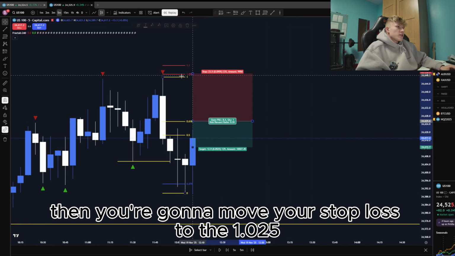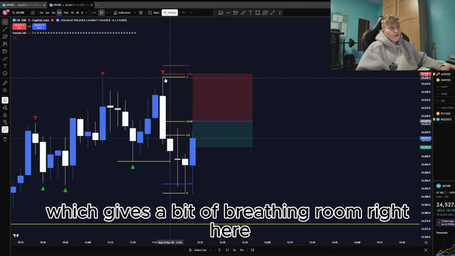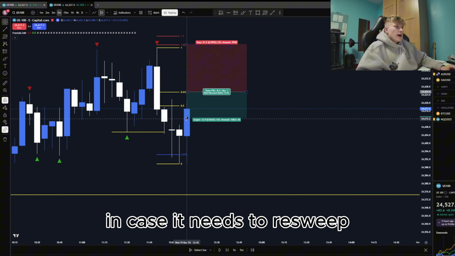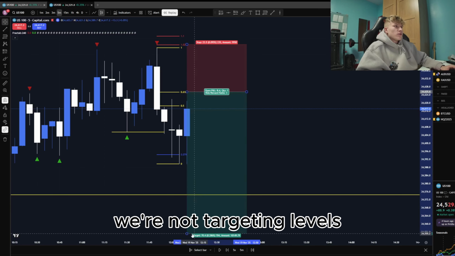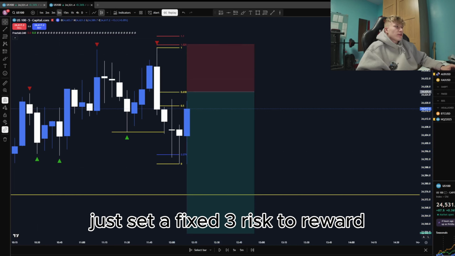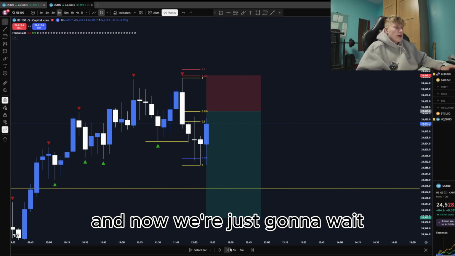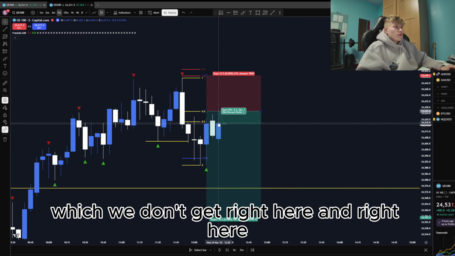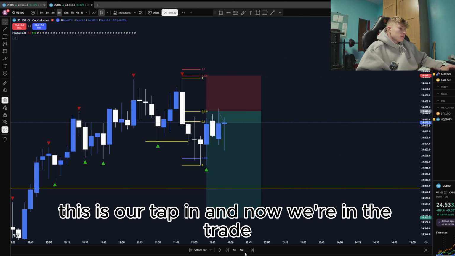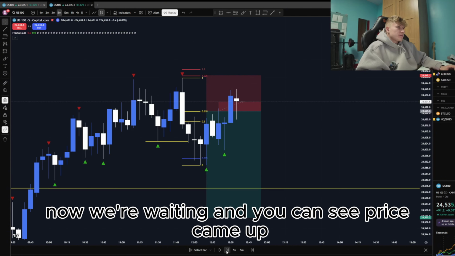Then you're going to move your stop loss to the 1.025, which gives a bit of breathing room right here in case it needs to resweep. And then you're going to set a fixed 3 risk to reward. We're not targeting levels, we're not doing anything like that, just set a fixed 3 risk to reward. And now we're just going to wait. So we're going to wait for price to tap in, which we don't get right here. And right here, this is our tap in. And now we're in the trade, now we're waiting.